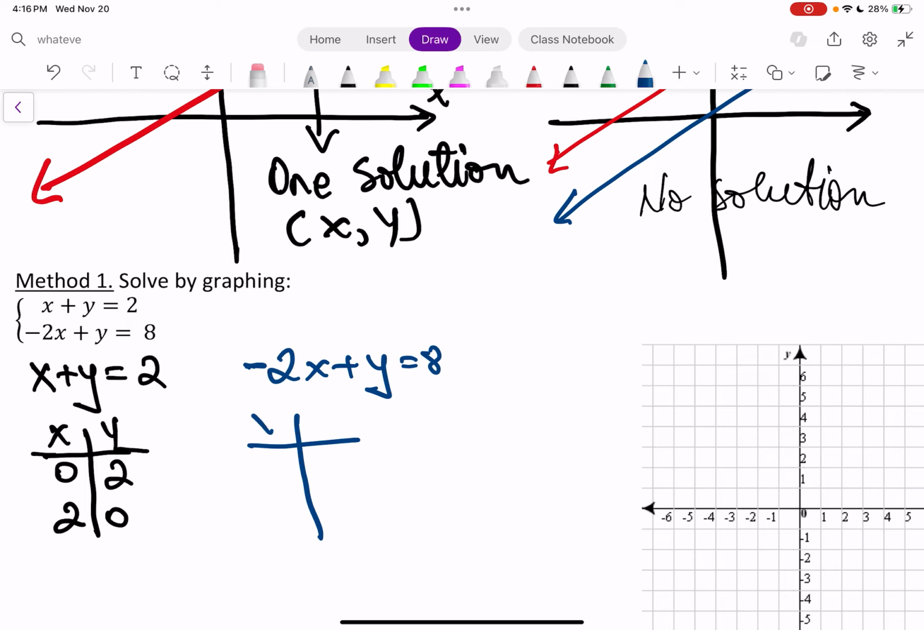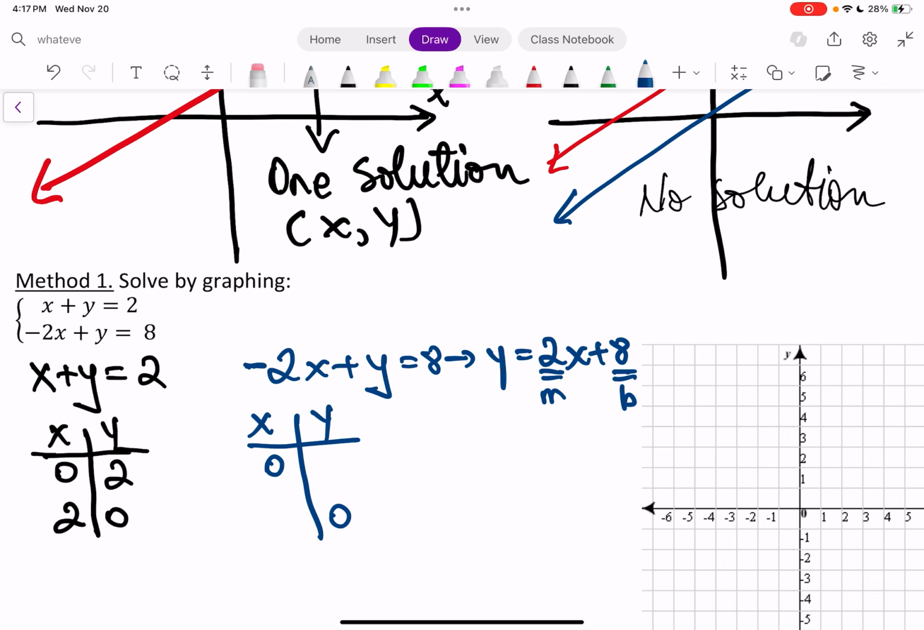Again, you could solve for y, get y by itself. It doesn't take that long. To solve for y, you get x by itself. This is your y-axis intercept. This is your slope. So there you have it. But we're just going to find the intercepts.